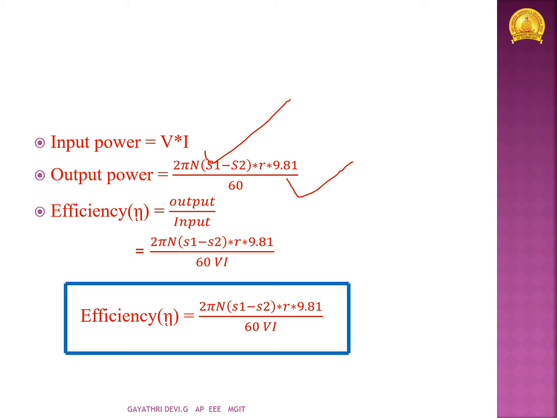Thus, efficiency can be written by using the basic formula, output power by input power, as 2 pi n into (S1 minus S2) into R into 9.81 divided by 60 VI.